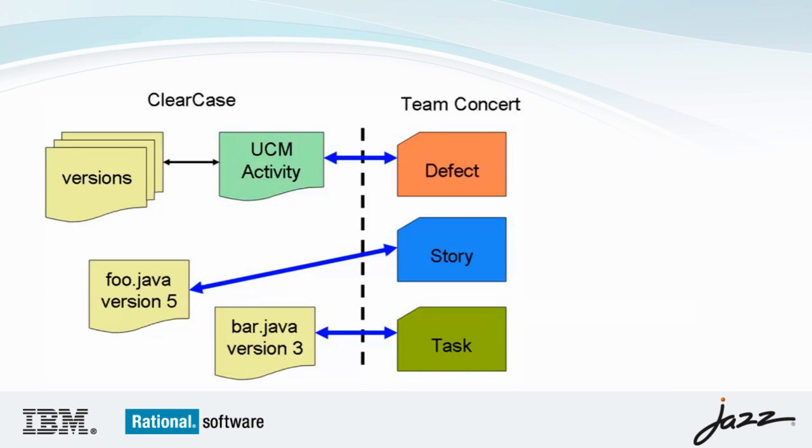The substance of the bridge integration between Rational Team Concert and ClearTeam Explorer are the relationships and the traceability established between the Team Concert work item and the ClearCase UCM activities or base ClearCase versions. The bridge allows a developer to use ClearCase for version control, but still take advantage of RTC features.